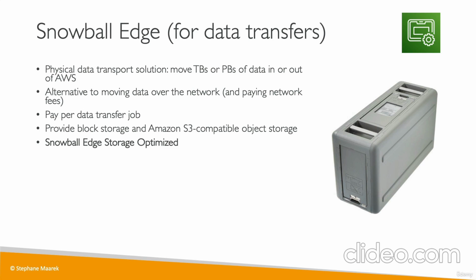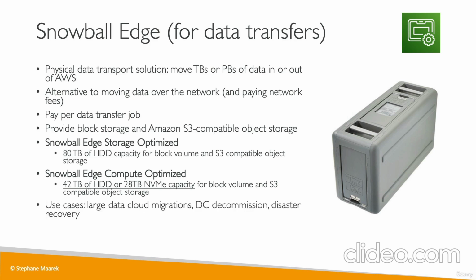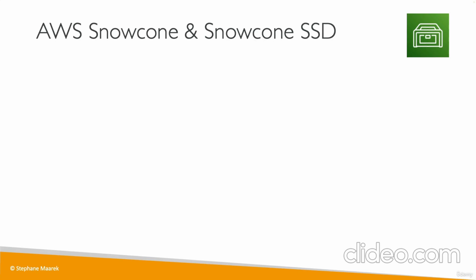We have two flavors for the Snowball Edge. We have the Snowball Edge Storage Optimized, which is going to give us 80 terabytes of hard disk capacity, which works for block volume or S3 compatible object storage. And we have the Snowball Edge Compute Optimized, with 42 terabytes or 28 terabytes of space. So really, if we want to have more storage, obviously we want to get the flavor that is called Snowball Edge Storage Optimized. The use case for a Snowball Edge for data transfers so far is to do a large data cloud migration, to decommission a data center, or maybe to do disaster recovery by backing up your data into AWS.